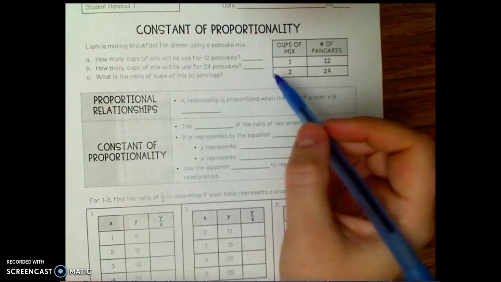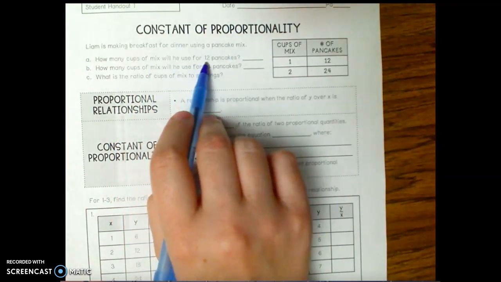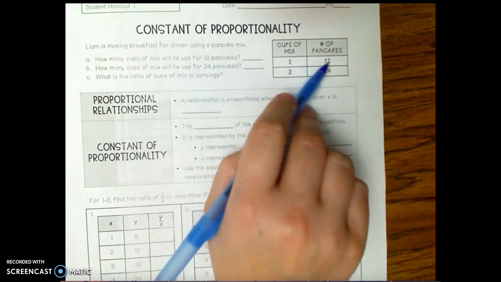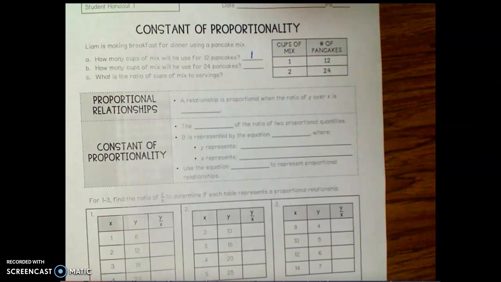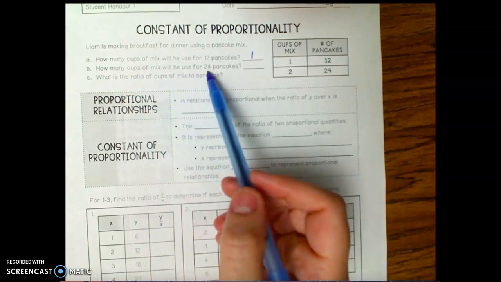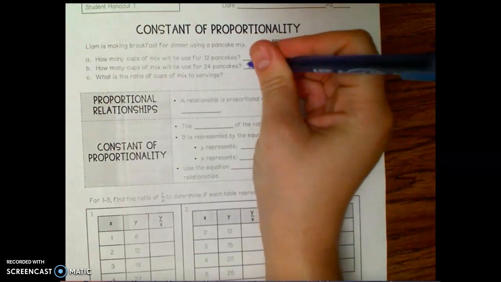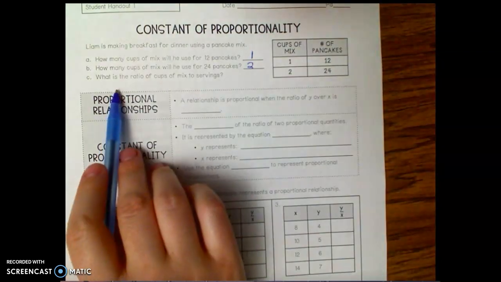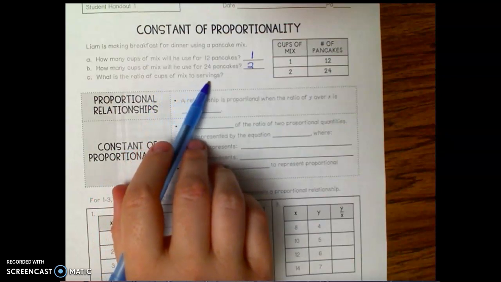Looking at this, I'm going to answer some questions over here. How many cups of milk will he use for 12 pancakes? Well, 1. I'm not doing any math, I'm just reading the table. How many cups of milk will he use for 24 pancakes? It says 2. Now, we want to look at the ratio of cups of mix to servings, okay?